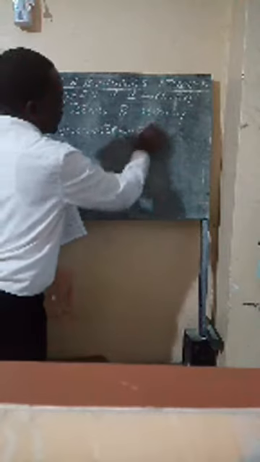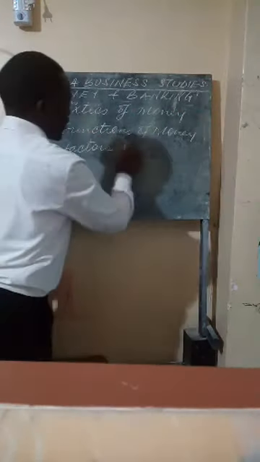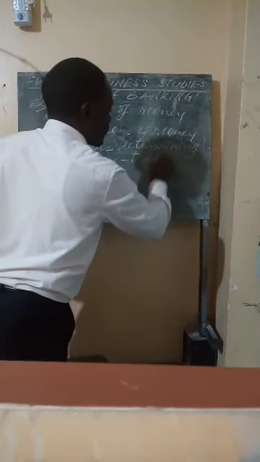State 5 functions of money. What does money do? Number 3. State 5 factors determining the amount of money held for transactions motive. What are the 5 factors that can determine the amount of money that one can hold for transaction motives?